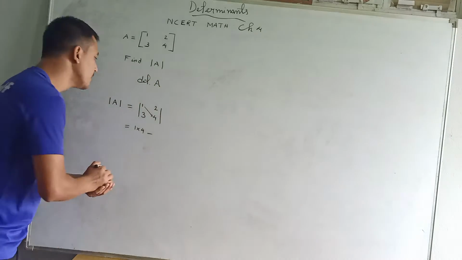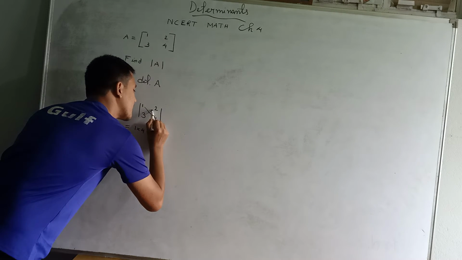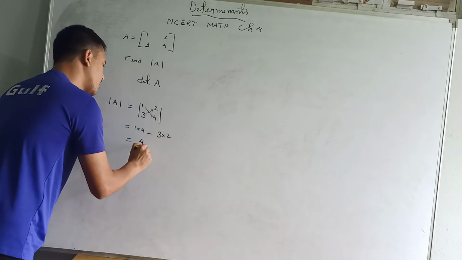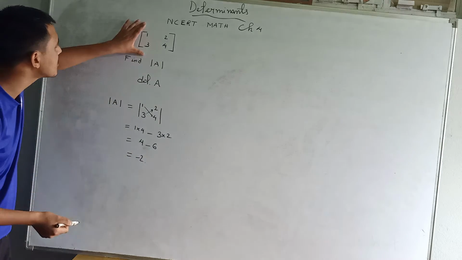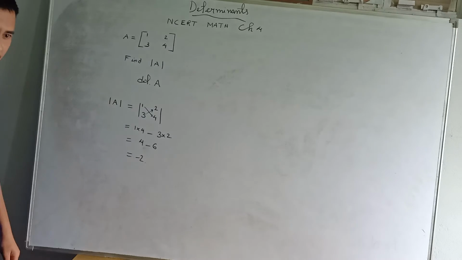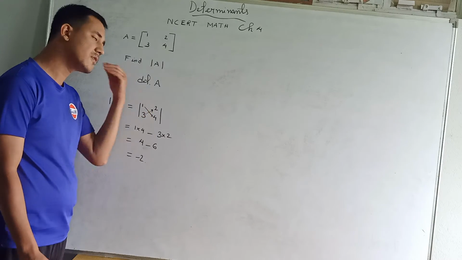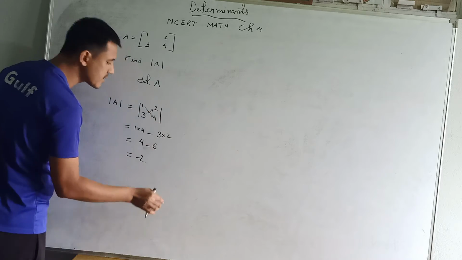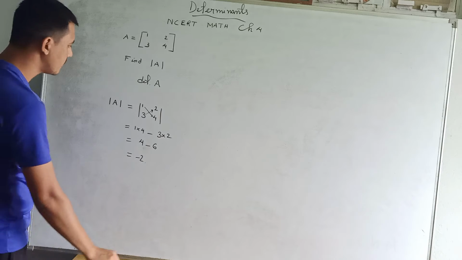We first multiply the diagonal elements, and then we subtract the anti-diagonal elements. Is it clear? Let me represent the anti-diagonal elements by dotted lines. 3 times 2. So 1 times 4 is 4, 3 times 2 is 6, 4 minus 6, minus 2. So the numerical value of this matrix is minus 2. Ensure that the determinant is minus 2. So finding the determinant of order 2 is very, very simple. We first multiply the diagonal elements, and then we subtract the anti-diagonal elements.